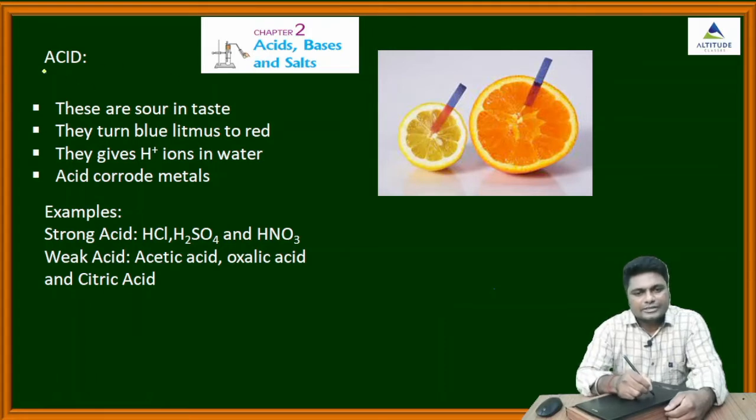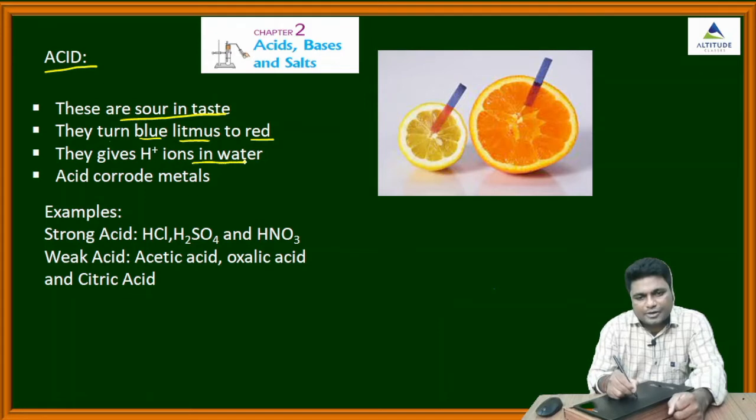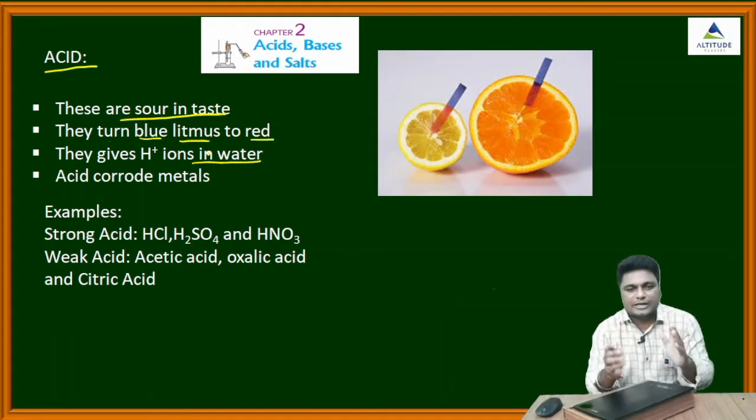So what is acid normally? You know what is acid? Normally acids are sour in taste. Like lemon, unripe mangoes, curd, like that. And acids normally turn blue litmus paper to red. Normally acid gives H plus ion in the water, only in aqueous medium. Aqueous medium means water. In water they will give H plus ion.